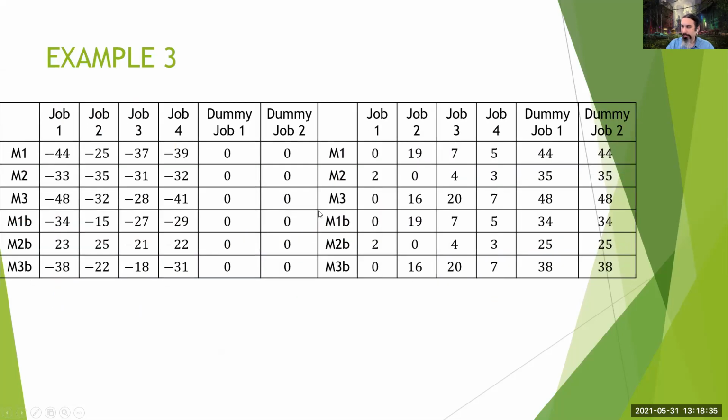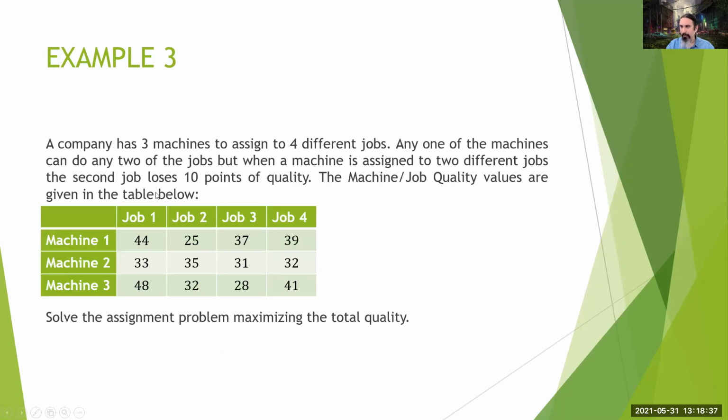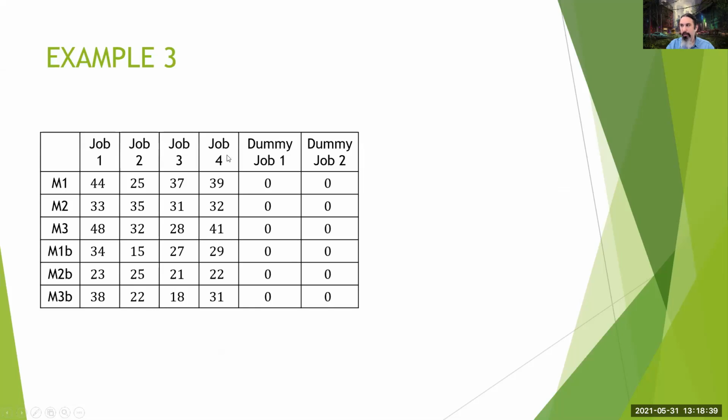Let's go back and understand it from the first table. We know that we are going to assign job 1 and job 4 to machine 3. If I assign job 1 as the first job, it's going to get 48, and the fourth job will get 31. The total is 79 quality points. If I assign job 4 as the first job, it will get 41, and job 1 as the second job, it will get 38. Total is 79 again. Same thing. So alternative solution. It doesn't really matter which you pick.